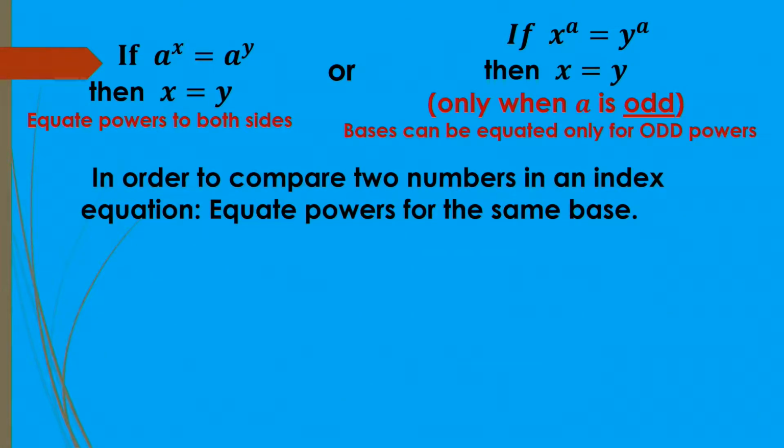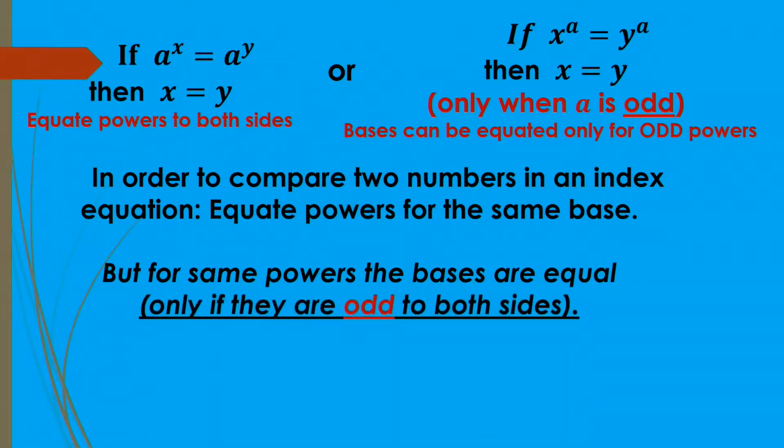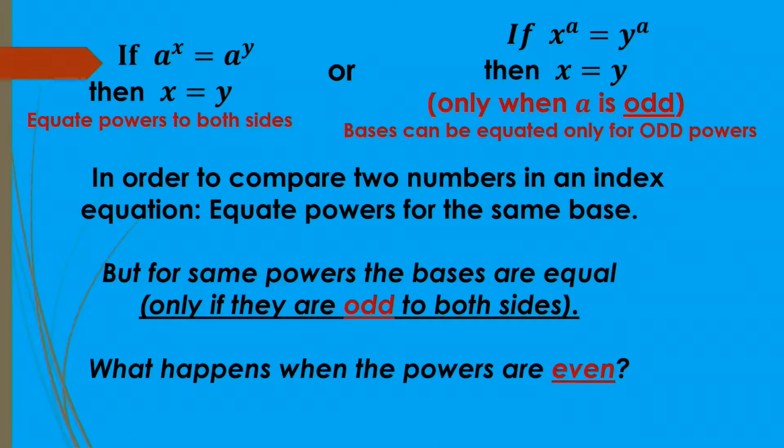So in order to compare 2 numbers in an index equation, we equate the powers for the same base. However, for powers where the bases are equal, we must be sure that the powers are odd. But what happens if the powers are even? We will look at even powers in the following examples.